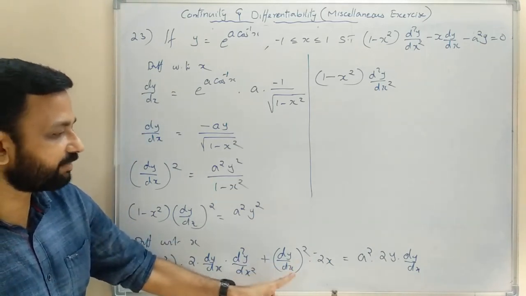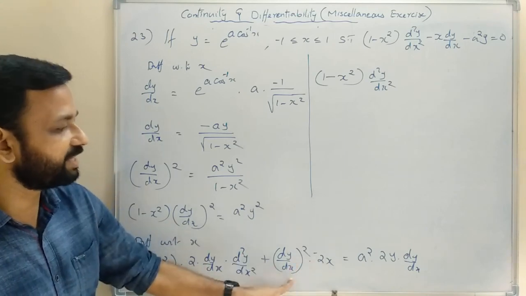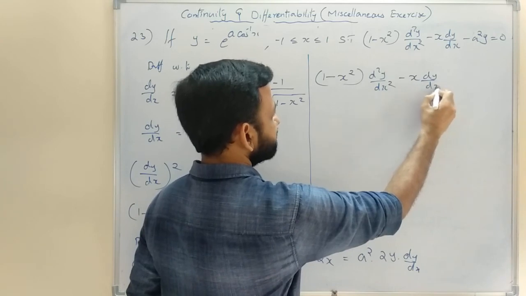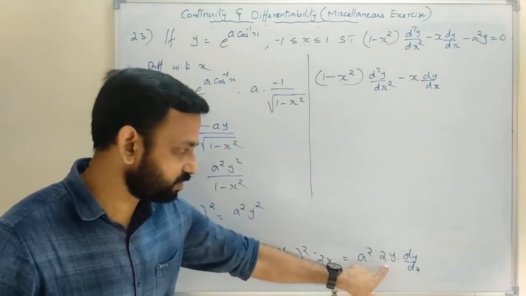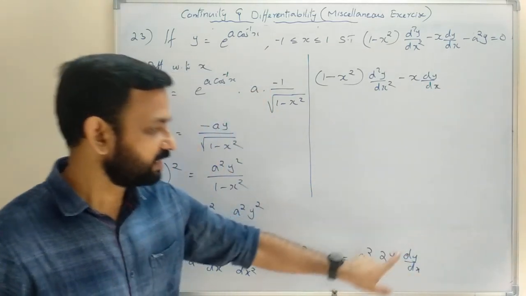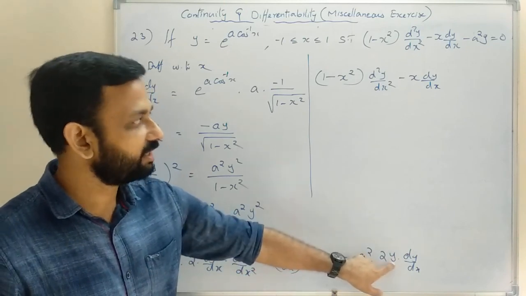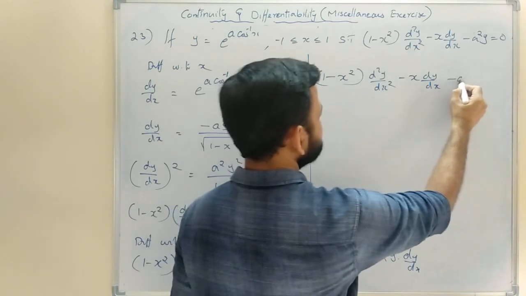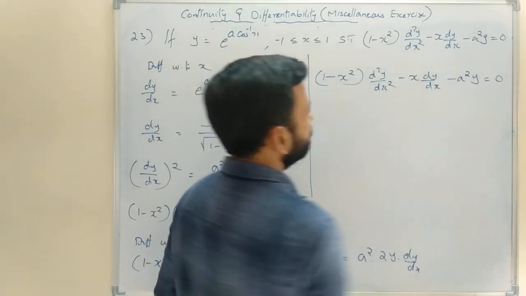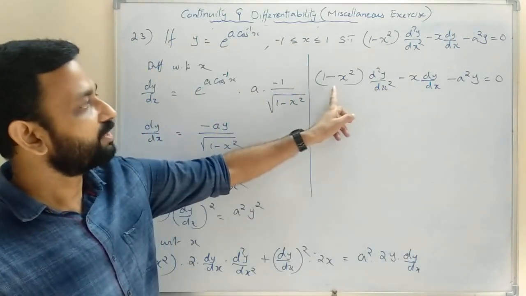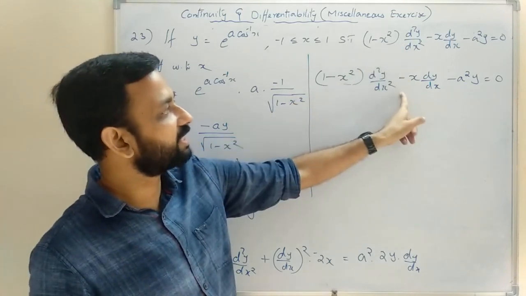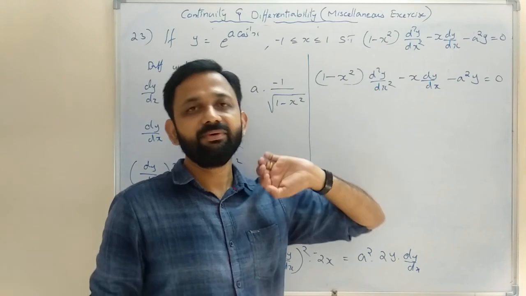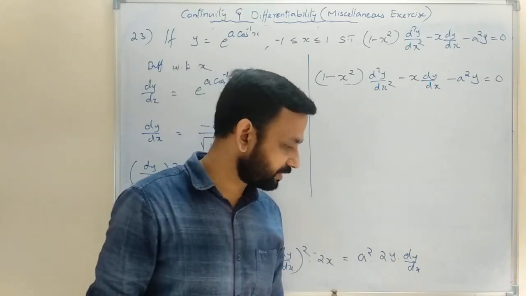Then now we have minus x into dy by dx. Then here 2 and dy by dx cancelled, so now we have a square y on the right side. We can take it from right to left, so minus a square y equal to 0. So we got the same expression: 1 minus x square into d square y by dx square minus x into dy by dx minus a square y equal to 0. That is question number 23.